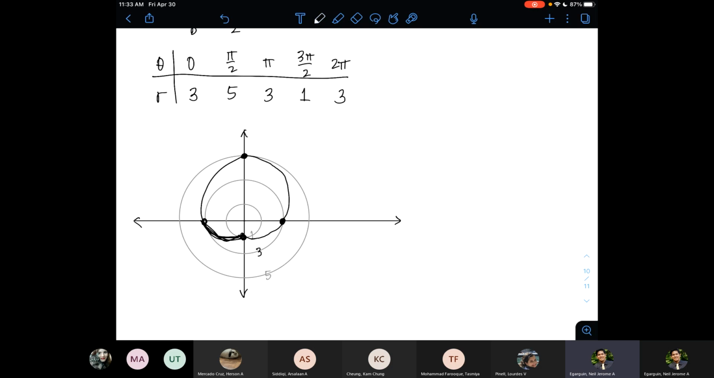Let me just try to salvage this picture. This is one time that my students are always making fun of me, when I'm drawing these graphs. Oh, there's another one, when I'm drawing three-dimensional graphs. All right, so there we go. That's our limaçon with a dimple.